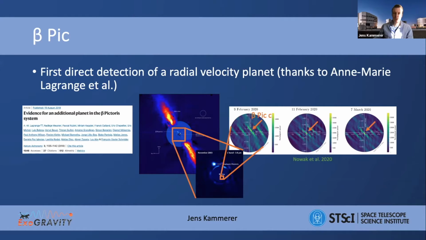As you can see, it wasn't an easy detection because the field of view of these GRAVITY optical fibers is only about 50 by 50 milliarcseconds or so. So it's a really tiny field of view. And we had to pinpoint the location of Beta Pictoris c based on the RV data from Anne-Marie and her collaborators so that we were able to find it.